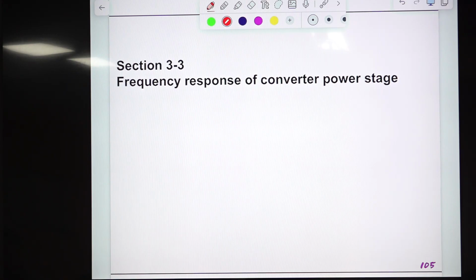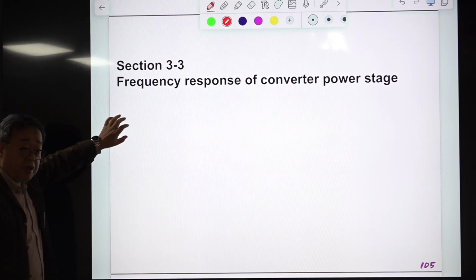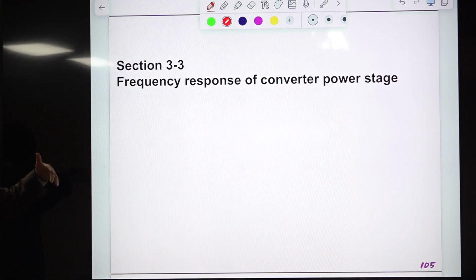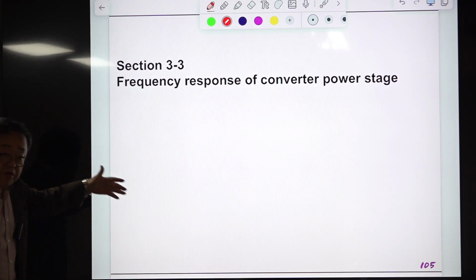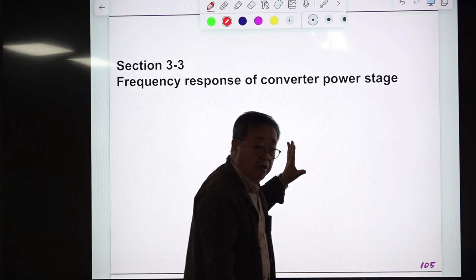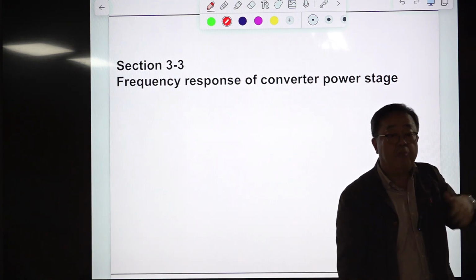So now you know the frequency response of the converter, the PWM converter. As I said in the previous section, we used the empirical method, the experimental method and the computational method, without any theory or analysis. And here we are talking about the modeling. The modeling is a big job, so it comes later.